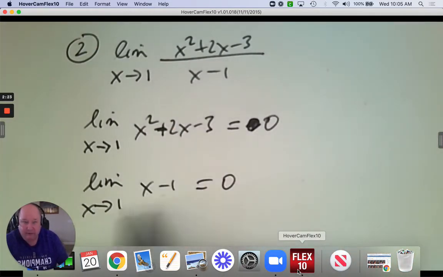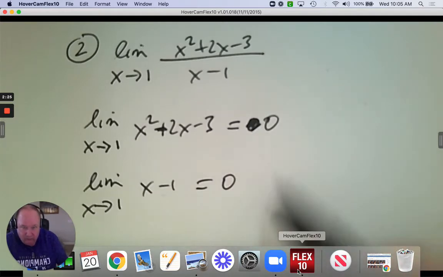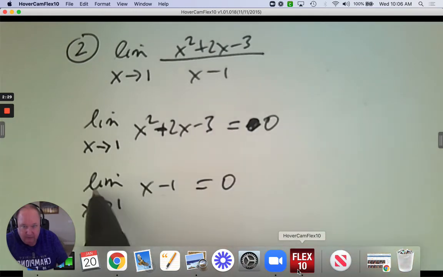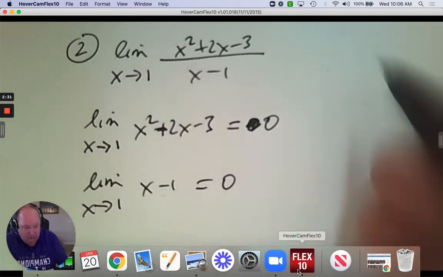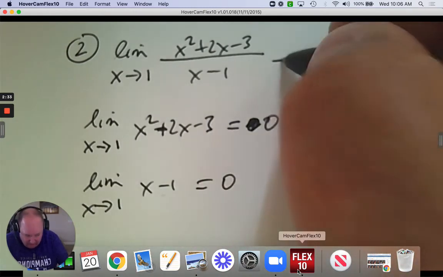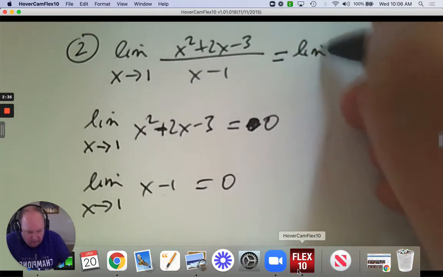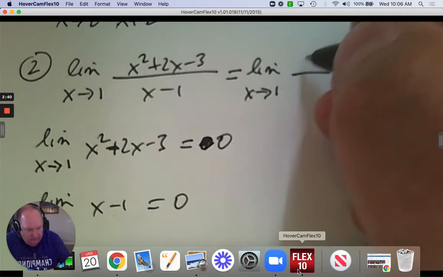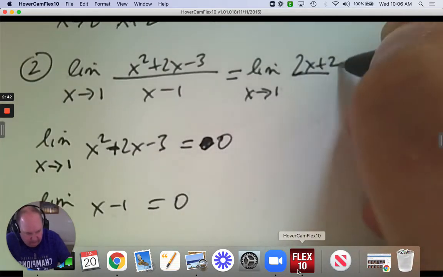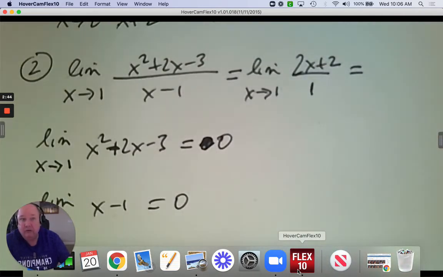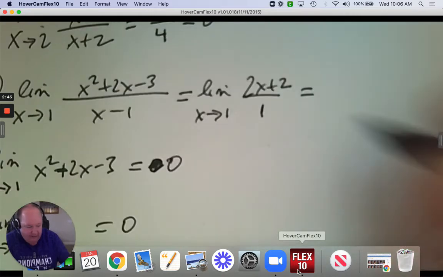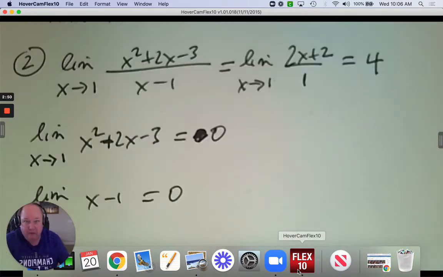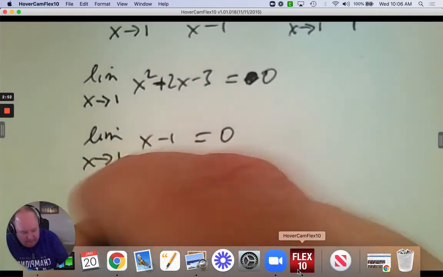If I plug in 1 for the denominator, that's 0, and this shows that it's L'Hopital's rule. If you take the limit of the numerator and the limit of the denominator, it shows this without writing down 0 divided by 0. Now L'Hopital's rule is to take the derivative of the numerator, that's 2x plus 2, and the derivative of the denominator, which is 1, and now do the same work. Substitute in, and you can see what the answer is. So that's L'Hopital's rule.